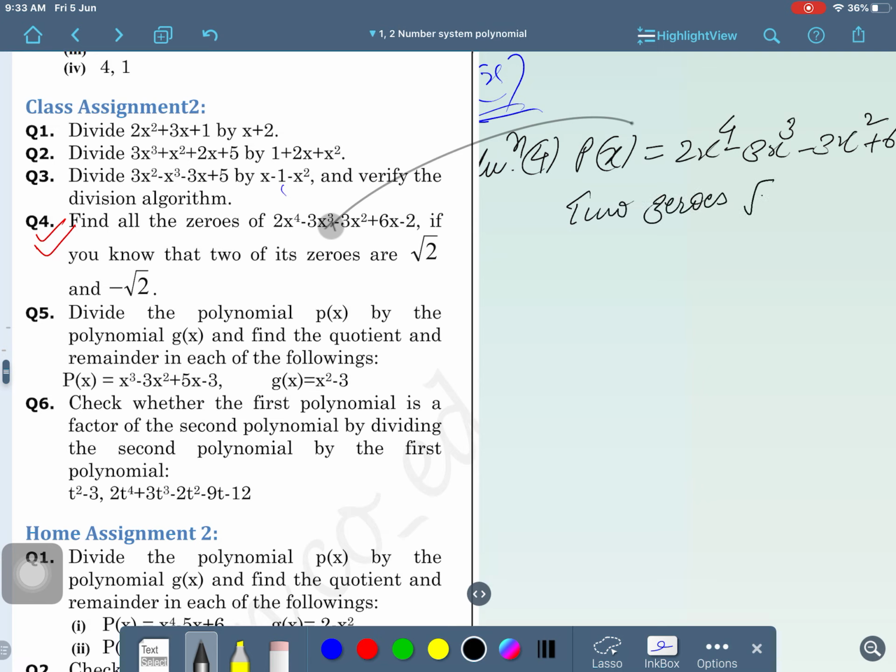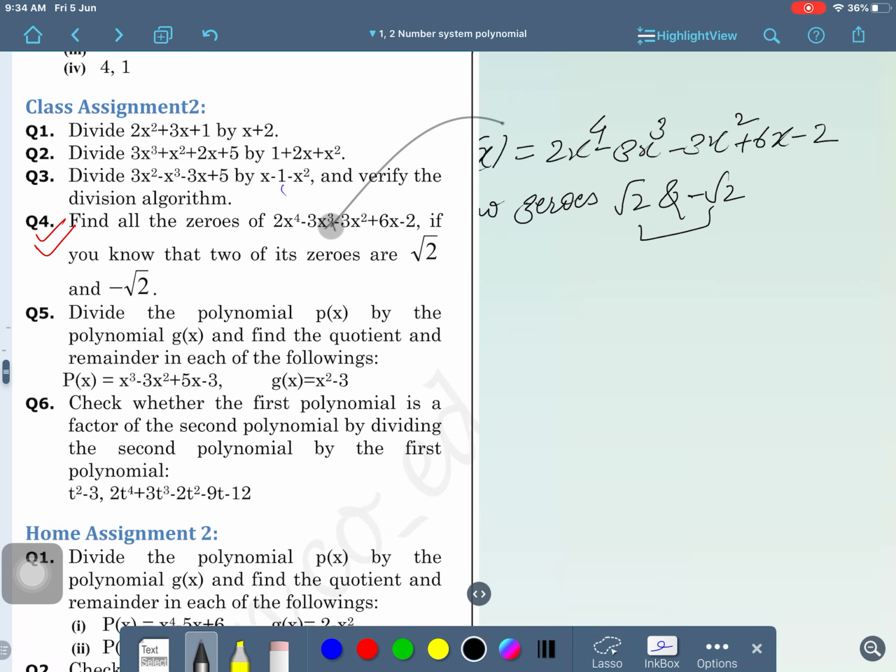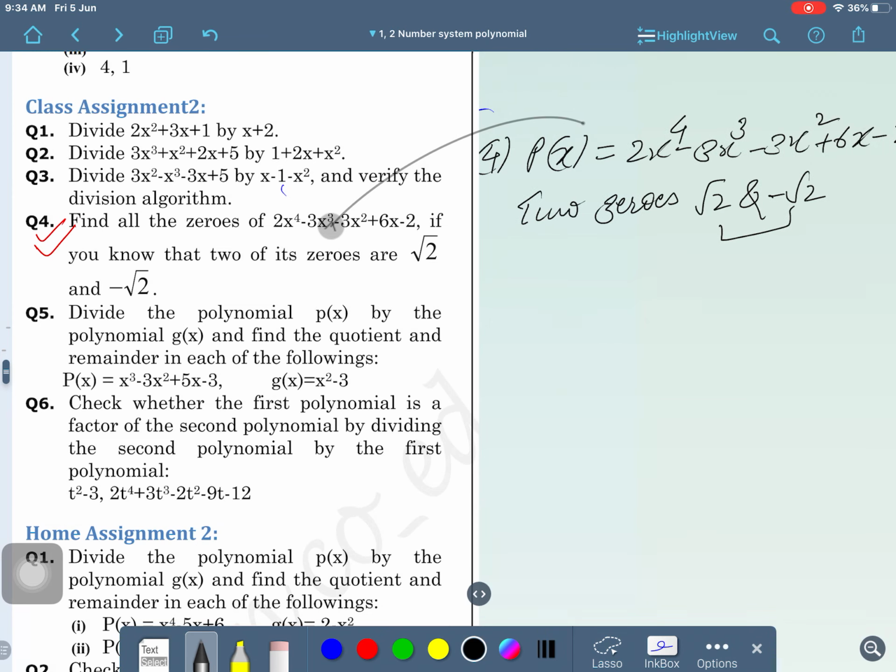What are the 2 zeros? Plus root 2 and minus root 2. You just remember the theorem studied in the 9th class. So, the other 2 zeros we are to find out. How many zeros can this have, seeing its degree? 4 zeros, and 2 are given here. It is very simple here.